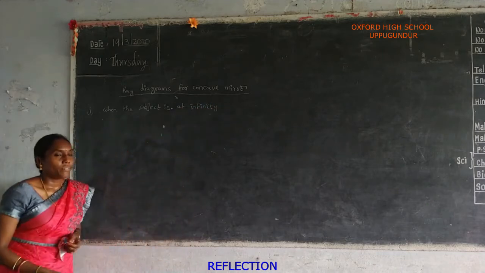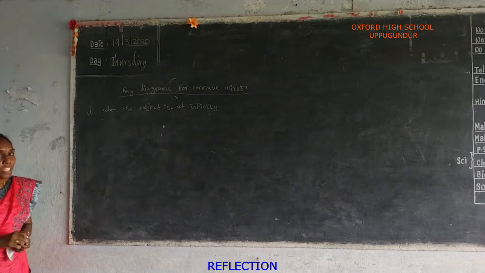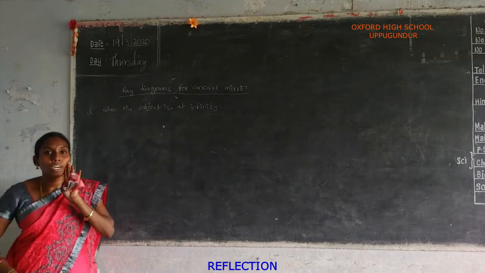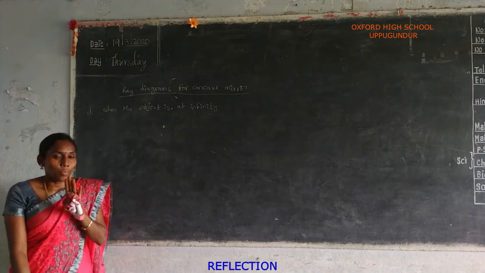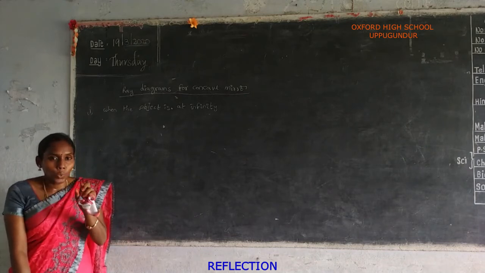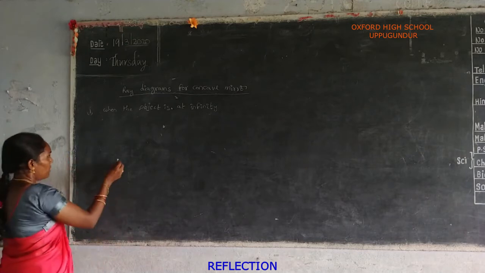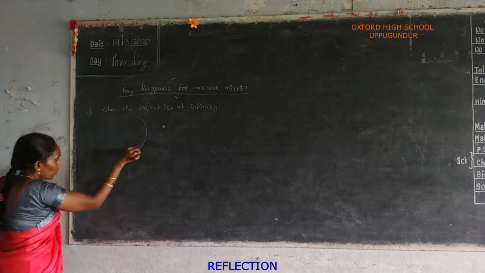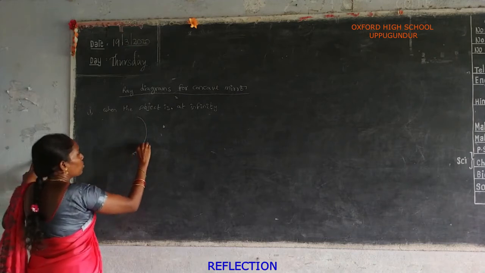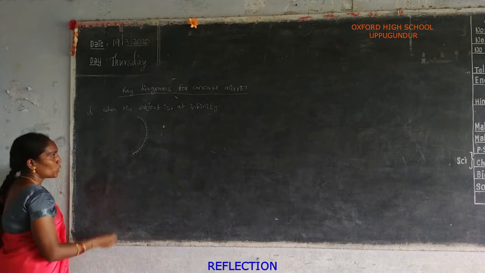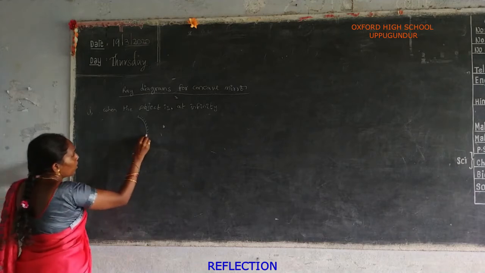This is the first ray diagram, when the object is at infinity. Among the 4 rules for drawing the ray diagrams, only 2 rules can be used here. See the first rule. This is a concave mirror. Concave mirror means outside coating. This is the pole.